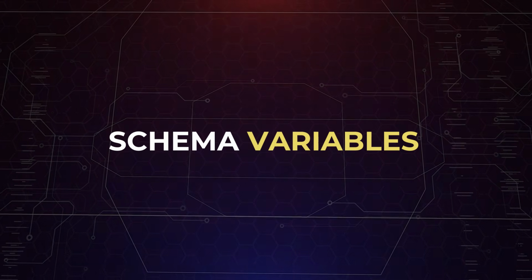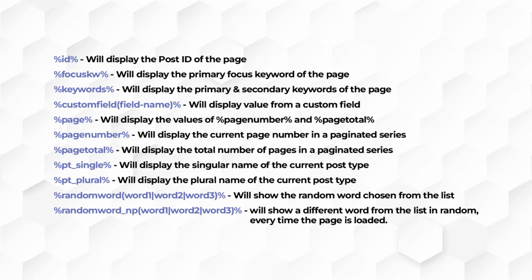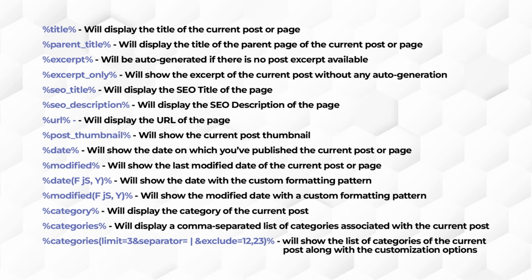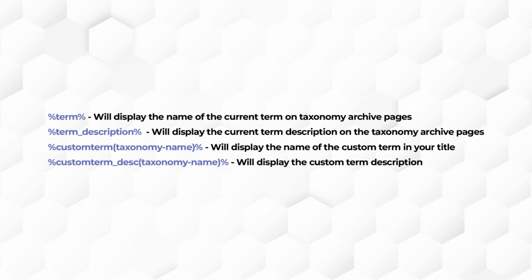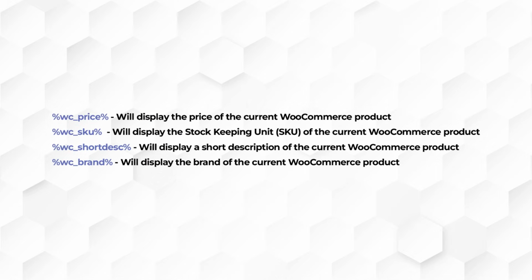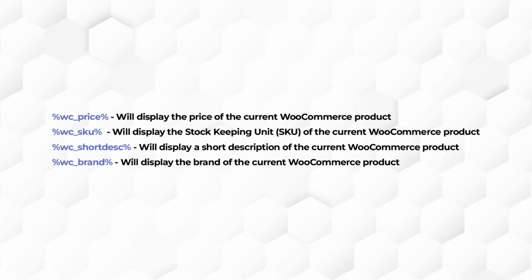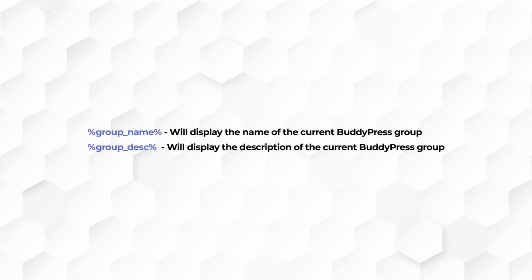Now, before we end, remember we talked about all the schema variables and I promised to show you what they are? Let's do that. So these are all the basic variables and their uses. Feel free to pause this video to understand them. These are the advanced variables. These are the variables for individual posts. These are the category variables, the author variables. If you run a WooCommerce store, these are the variables you can use. And finally, if you run a forum with BuddyPress, these are the variables you can use.